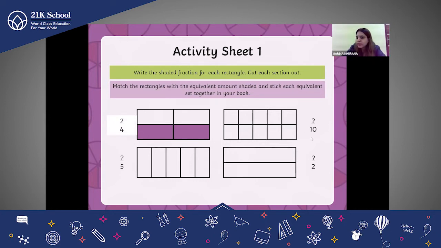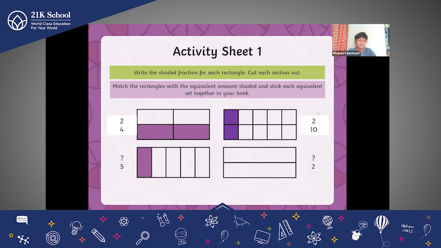Next one. How many are colored here? 2 are colored, miss. What is the fraction for this rectangle? 2/10. 2/10. Good.